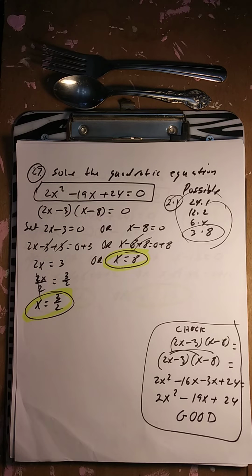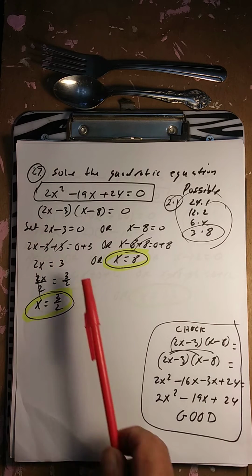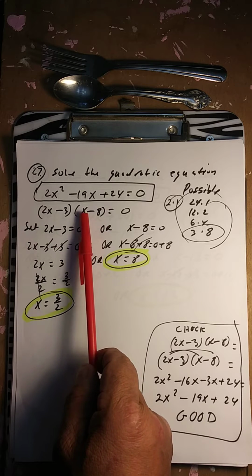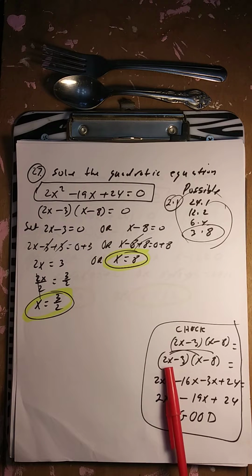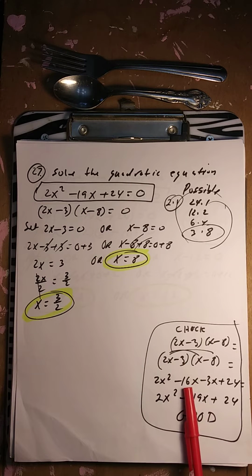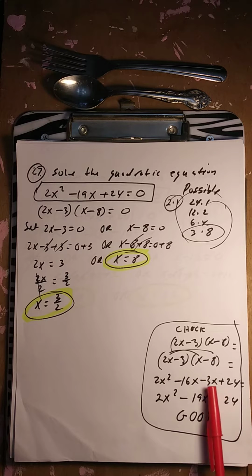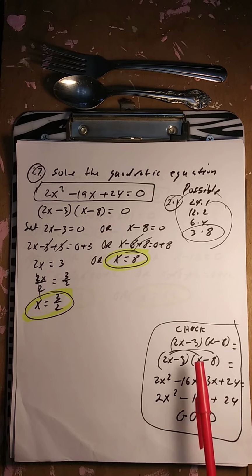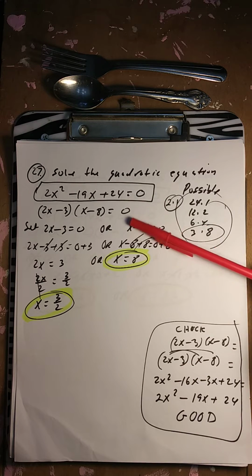Solve the quadratic equation. Possible numbers are, we're going to choose 3, 8. So negative 2x minus 3, x minus 8. Is that right? Let's check it. That turns out is 2x squared. That turns out is 16x. That turns out is negative 3x. That turns out is 24. 2x squared minus 19x plus 24. Yes, this matches up here.